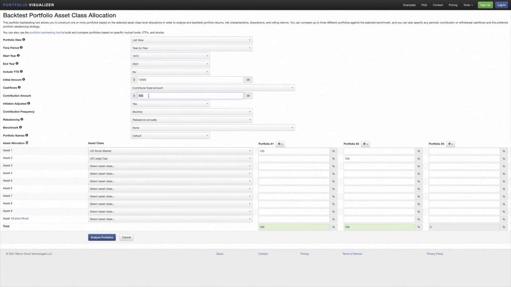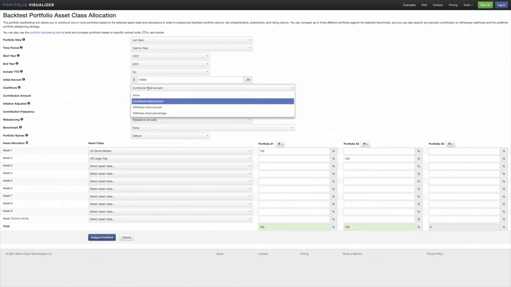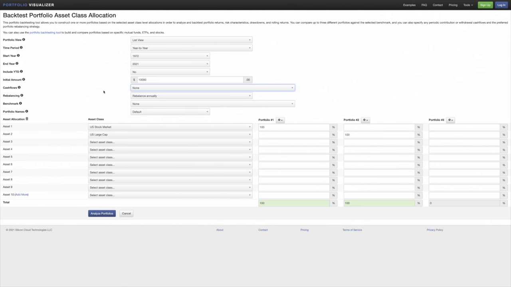Actually, you know what we're going to do? I'm going to zero this out. We're not going to contribute at first. I want to show you the difference. So we'll just assume a lump sum investment, $10,000.